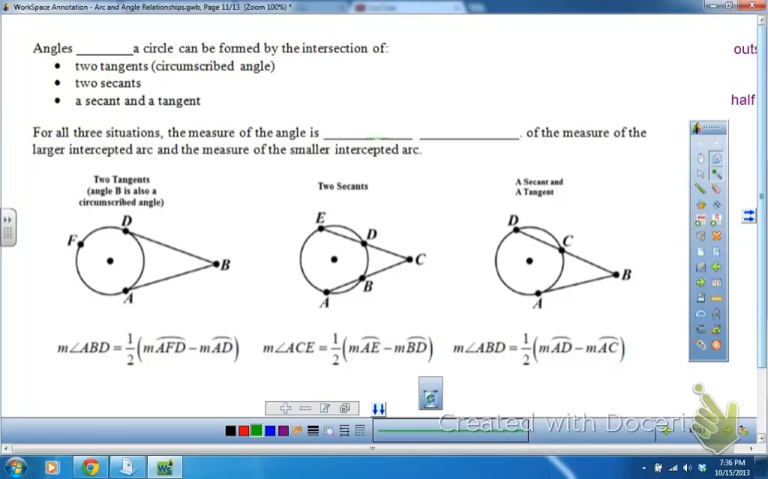Finally, the last part of Lesson 2, arc and angle relationships. This is Lesson 5 regarding angles where the vertex is outside of the circle. Let's see, so we're going to fill this in.